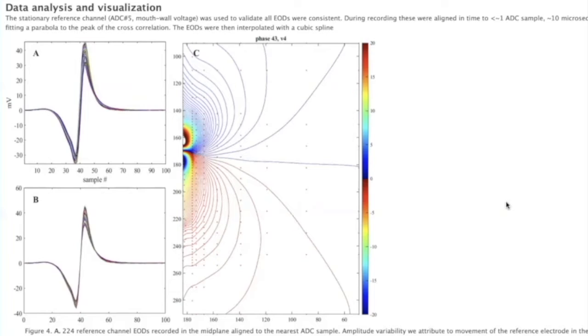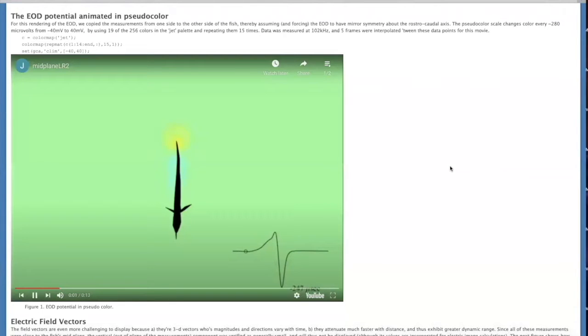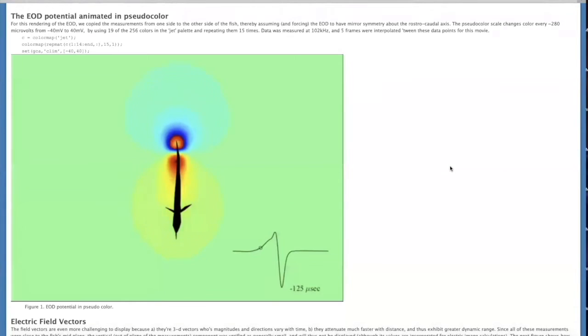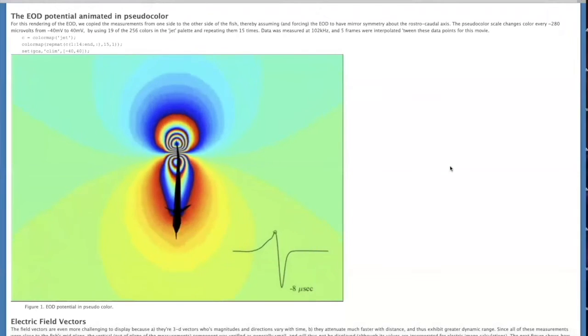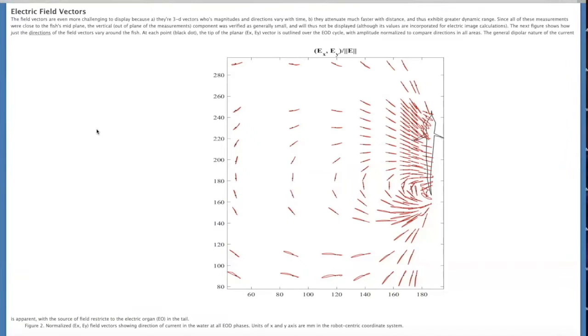By comparing the similarities in their displacement, we can come up with a better alignment for each reference channel EOD. On the right is a map of the mirrored electric potential across the given sample size. So for the result, here is the EOD potential animated in the particular color, and this is the mapping for the EOD. So this figure here depicts the field measured at all of the points in the experiment.